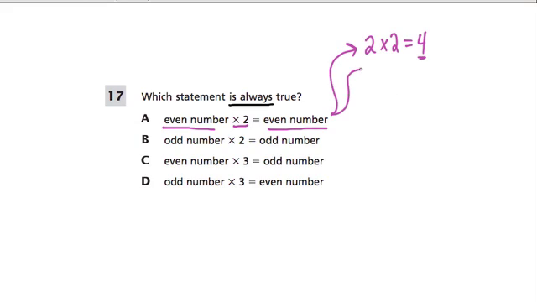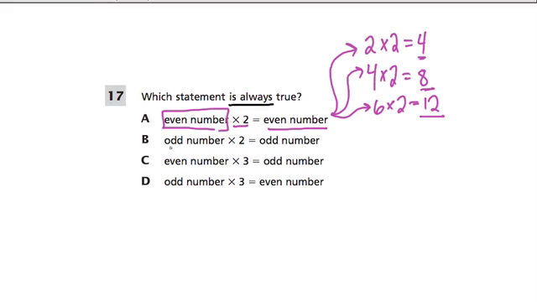Let's try another number. I can't try 3 because I'm only looking at even numbers. So let's try the next even number I want to plug in, which is 4. And 4 times 2 is 8. So it produces another even number. And I suggest trying one more. Let's try 6. 6 times 2 is 12. So it seems, this is not really a proof, but it seems that this is actually true. Let's try to disprove some of the other ones to see if this is the only choice that makes sense. So A seems like a possibility.